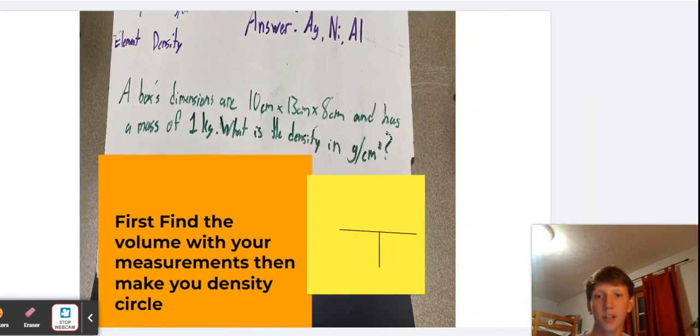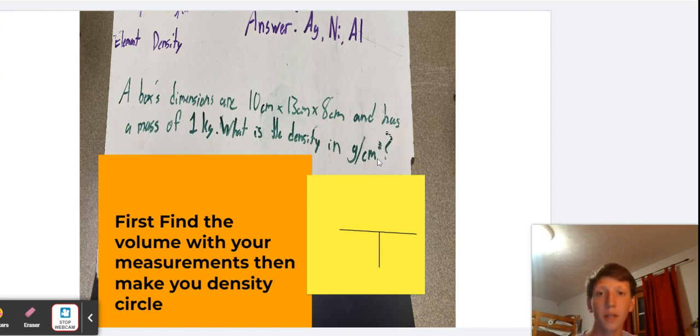Now, I'm going to let you guys try this one on your own. I'll read the question. A box's dimensions are 10 centimeters by 13 centimeters by 8 centimeters and it has a mass of 1 kilogram. What is the density in grams per centimeter cubed? Try and solve this one on your own, and we'll be back with the answer in 3, 2, 1.